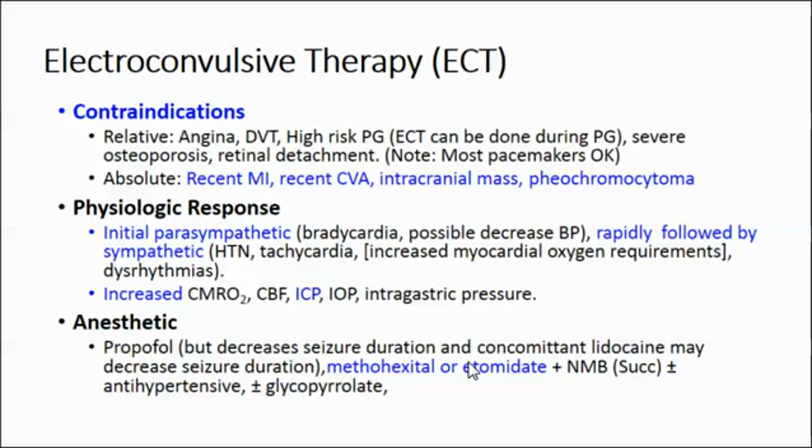ECT, you have to know contraindications. Most of those are very intuitive. If they just had an MI, they probably don't need to have a massive sympathetic stress. The phases have to be known. They essentially are parasympathetic briefly, and then it gets sympathetic. Once you know that, you can answer the rest of the questions. Methohexital or Brevital was the main agent used. Etomidate's okay. Most protocols I see use succinylcholine. For that bradycardia episode, glycopyrrolate's used very commonly.